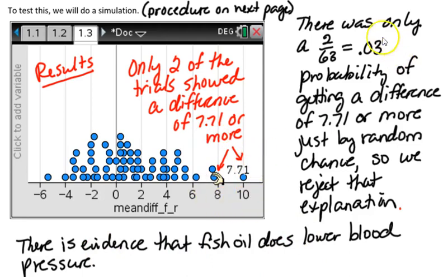This value, this 3%, is actually called a p-value, and it's something that you're going to talk about more second semester, but I think you saw it on the pre-test. A p-value tells us the likelihood of getting a result just by random chance. And if that p-value is very small, then we're going to reject the explanation of random chance and say there is really evidence of an association between these variables. And in this case, since it's an experiment, evidence of a cause and effect association.